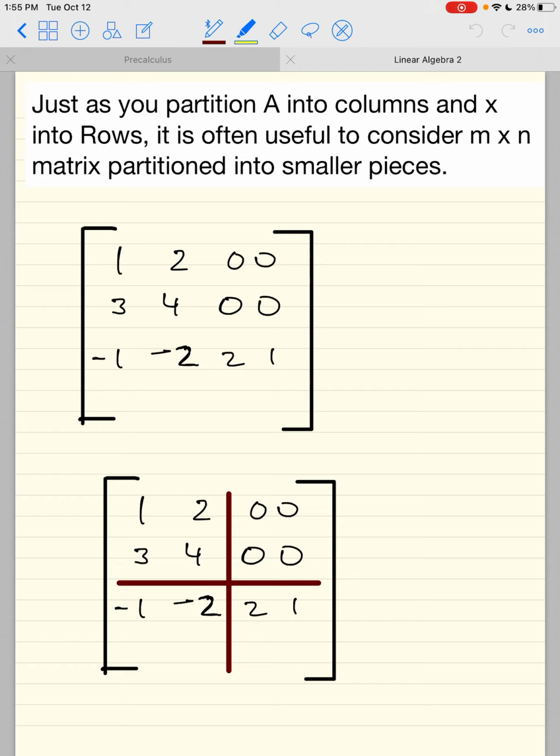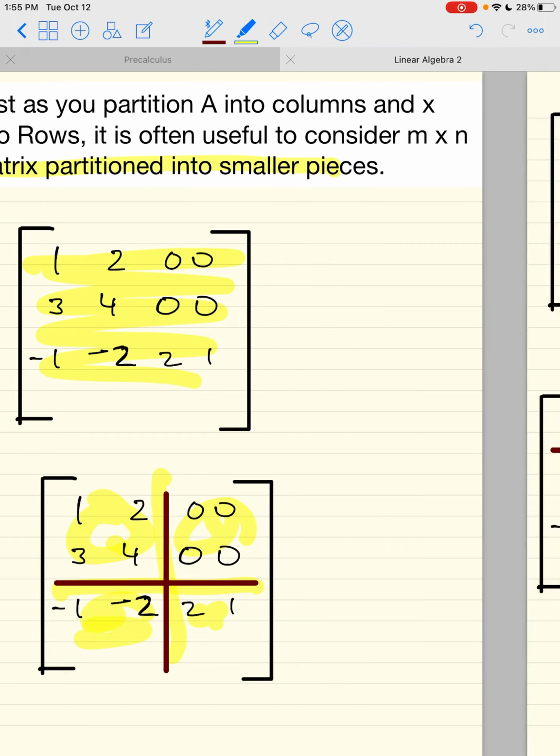Just as you partitioned A into the columns and x into the rows, it is often useful to consider an m by n matrix partitioned into smaller pieces. So let's pretend that I gave you this matrix. You can partition it however you want. You can go like this, and you can have this quadrant, this quadrant, this quadrant, this quadrant. Even though these two are not the same, it's still fine.